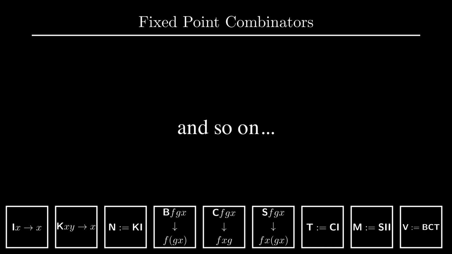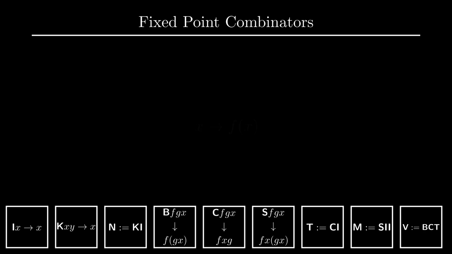We call Y a fixed point combinator because Yf outputs a fixed point for function f. Since Yf reduces to f of Yf, Yf is the value x that reduces to fx. Thus, Yf is the fixed point of f, the value x reducing to fx. Loops are very important in programming languages, so we seek a combinator expression for Y.